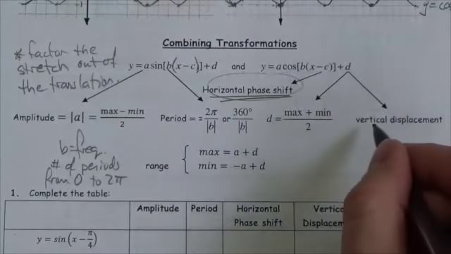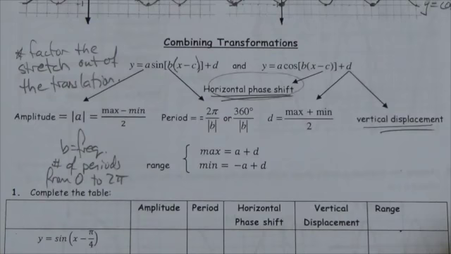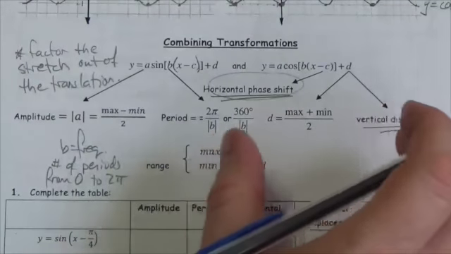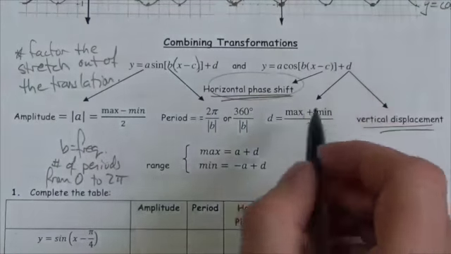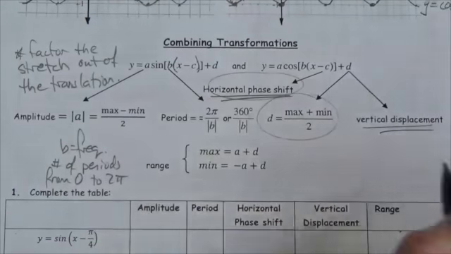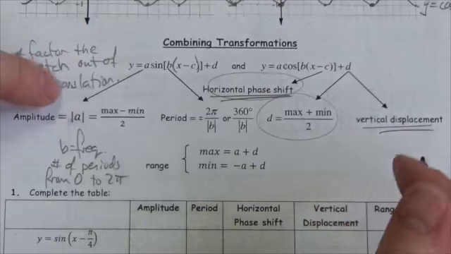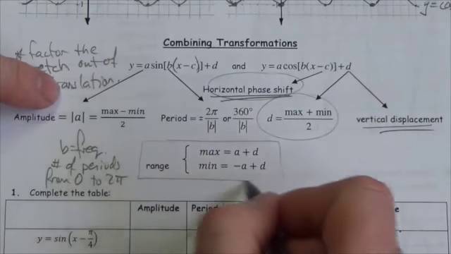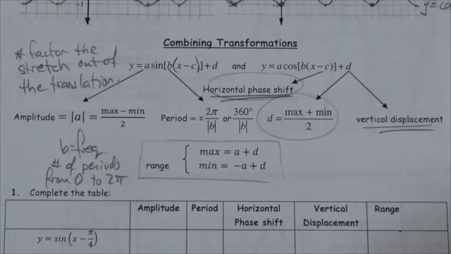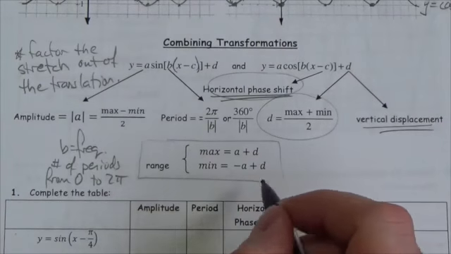d is the median. Okay, it's the vertical displacement. If you want to think of it, it's the vertical middle of the graph here, and we can find that using max plus min divided by 2. And then once you've got the d value, the median, and the amplitude, you can figure out, if you didn't know this already, what the maximum and minimum values of a function are just by using this equation right here.